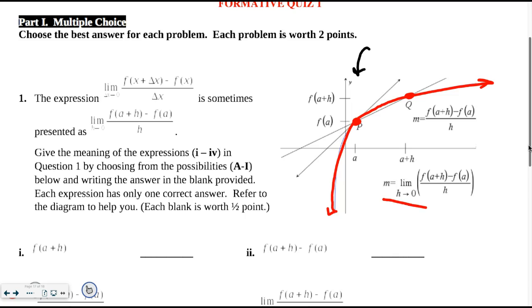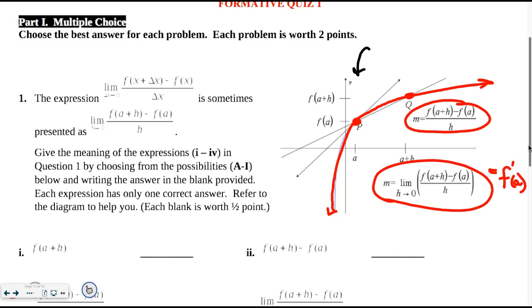This right here is the slope of the tangent line, correct? This right here is the change in y over the change in x. See how it went from a to a plus h. A is a number in this case. This is the derivative at a. It's the slope of the tangent line at point P. Does that make sense? What is this notation for, somebody?